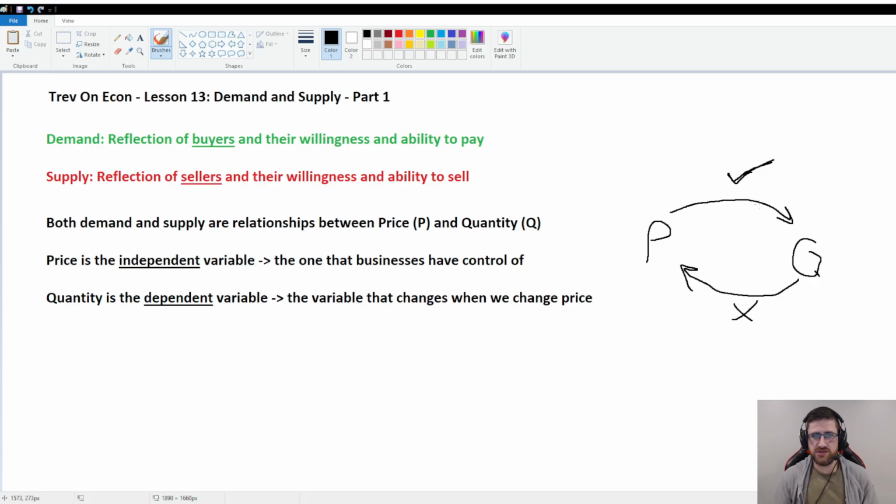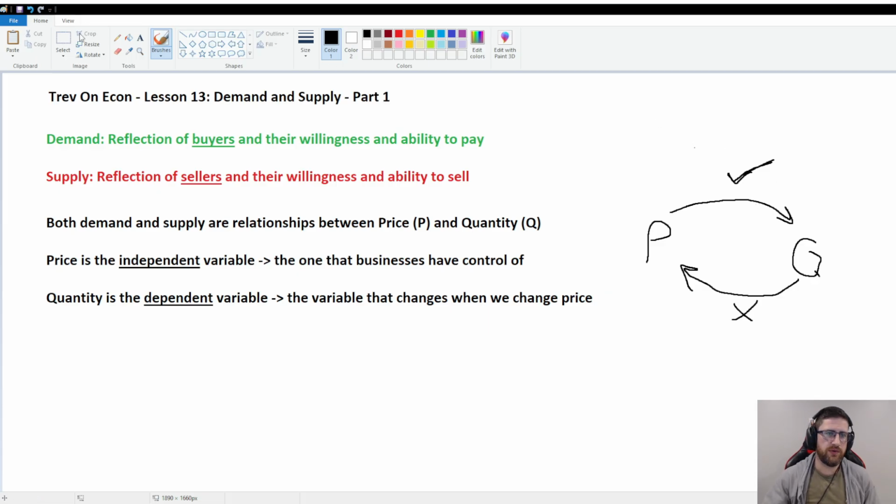Now, this is important to understand because a lot of students get this confused and they'll be like, oh, well, I'll just change the quantity and that'll raise price, or I'll just change the quantity and that will change price the other way. Not how it works. We change price, that changes quantity. I cannot change quantity to change price, just the rules.